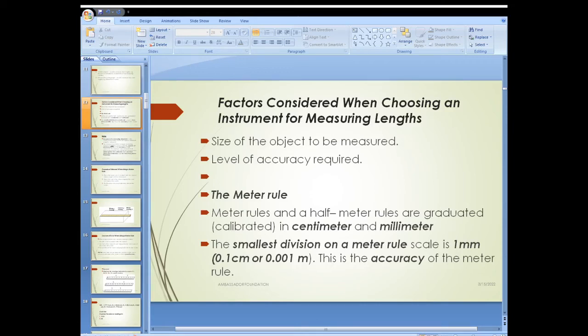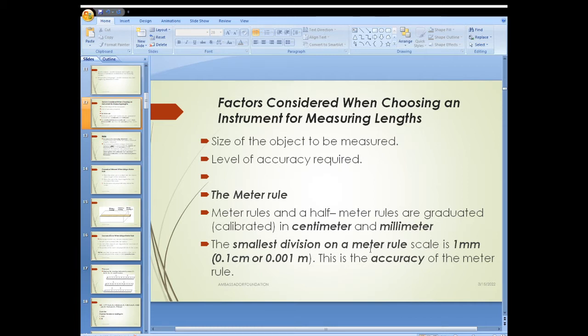Welcome to our lesson on measurement 1, and I would like us to proceed from where we stopped in our last tutorial. Today I would like us to check on the factors considered when choosing an instrument for measuring length. We are still dealing with length, and before you measure length, there is an instrument that you are supposed to use. You choose an instrument depending on the size of the object to be measured and the accuracy required.